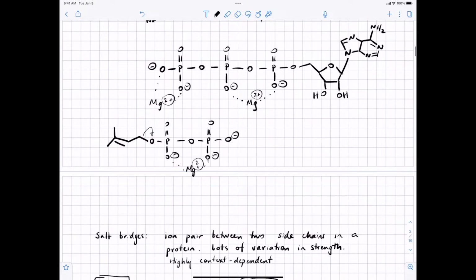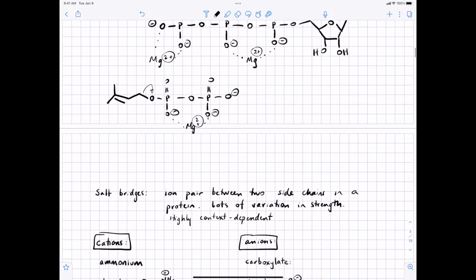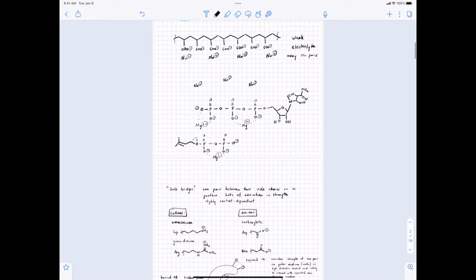So I'm a protein and peptide chemist, and so we call ion pairs within proteins and peptides salt bridges. Just briefly, we'll talk about the kinds of cations and anions that are present in biology. Because biology occurs in water and in a relatively polar environment, you might expect the strength of interactions between charges to vary a lot depending on the situation.